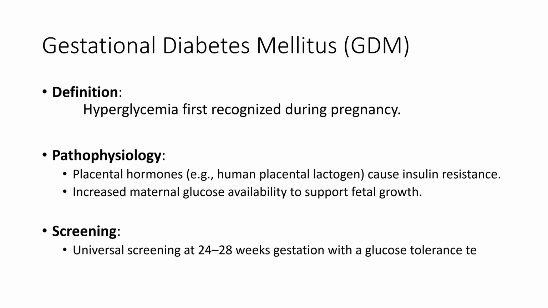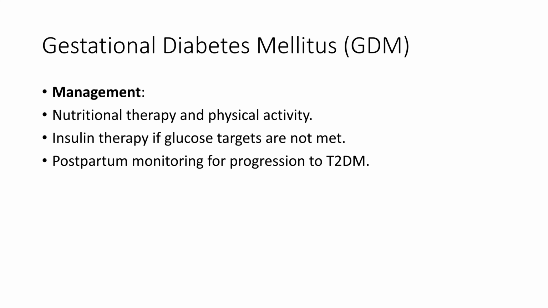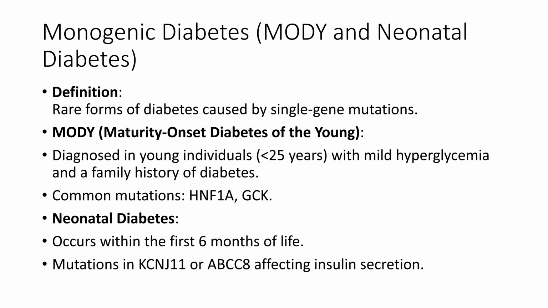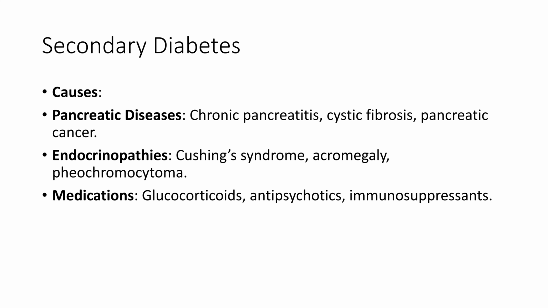Monogenic diabetes, including MODY, is caused by single-gene mutations and usually appears at a young age. Secondary diabetes can result from pancreatic diseases, medications, or hormonal disorders like Cushing's syndrome. Each type requires tailored management.